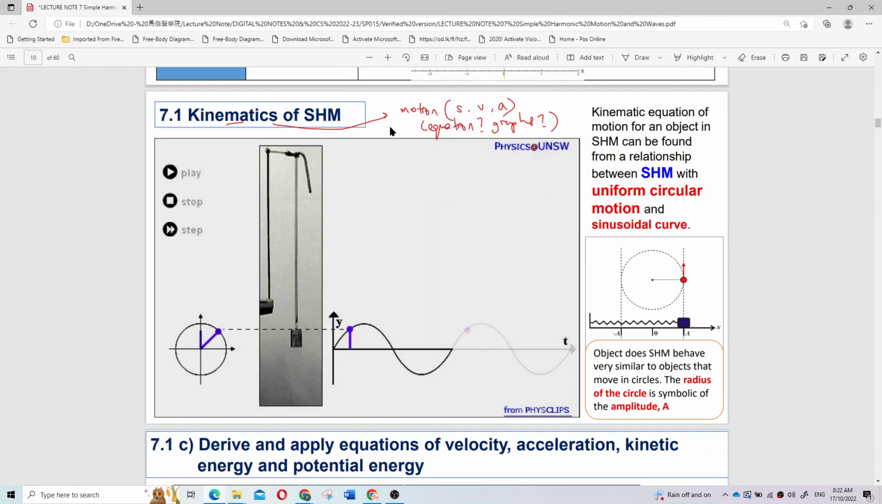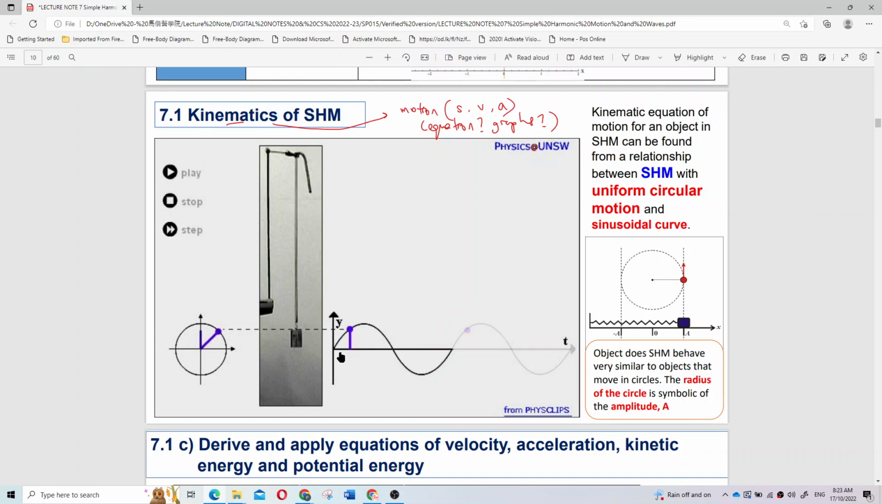We can calculate their displacement at certain time. We can calculate their velocity at certain time. We can calculate their acceleration at certain time. And then we can plot out their graph to show how the velocity, the displacement, and the acceleration change over time. Understand?